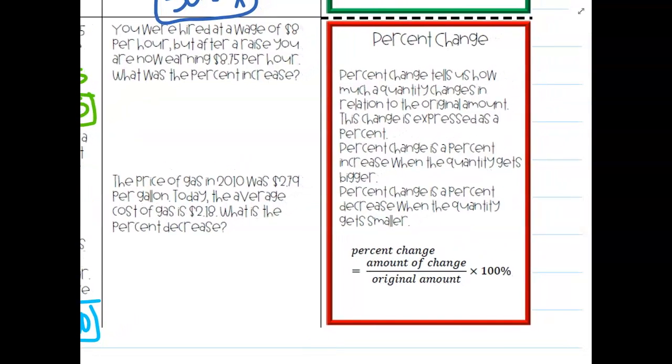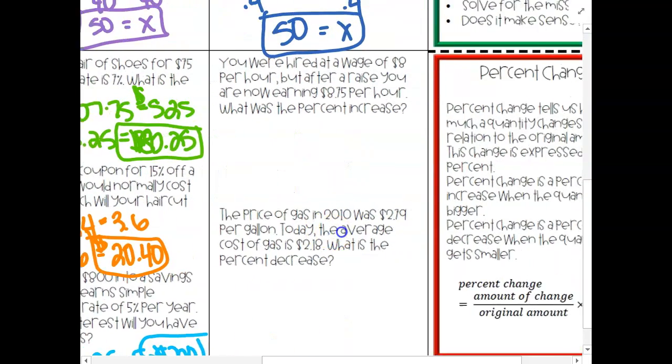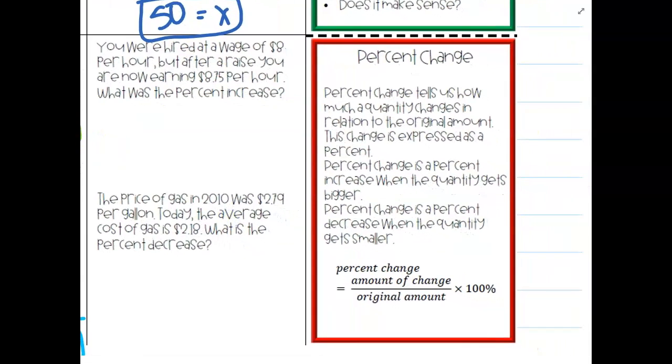The last thing is called percent change. Now, here's the thing about percent change. It's just another way of thinking, how I think about it, of discounts and tax. So over here, when I say that you're going to have to actually pay $80.25, that change from the original, which was $75, to what you actually have to pay, $80.25, is a 7% change. That's what percent change does. Percent change tells you how much it's changing as a percent.